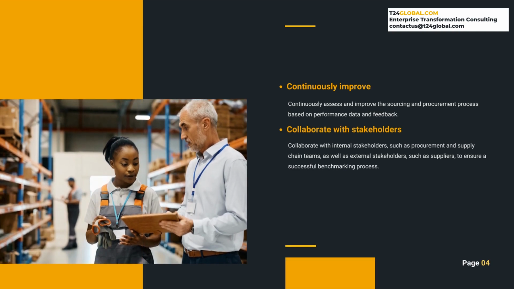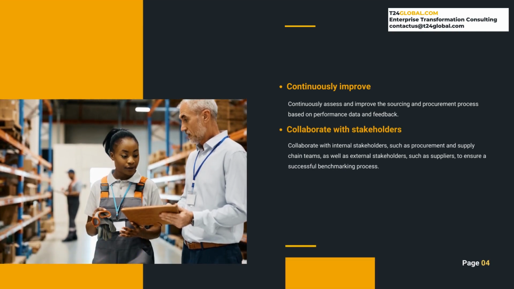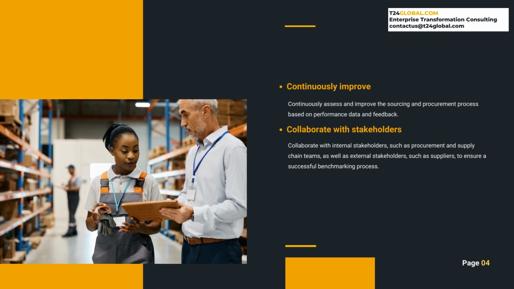8. Continuously improve. Continuously assess and improve the sourcing and procurement process based on performance data and feedback. Key components of this step include ongoing process optimization and innovation, as well as continuous stakeholder engagement. Key roles involved in this step include procurement and supply chain managers, as well as innovation and continuous improvement specialists.